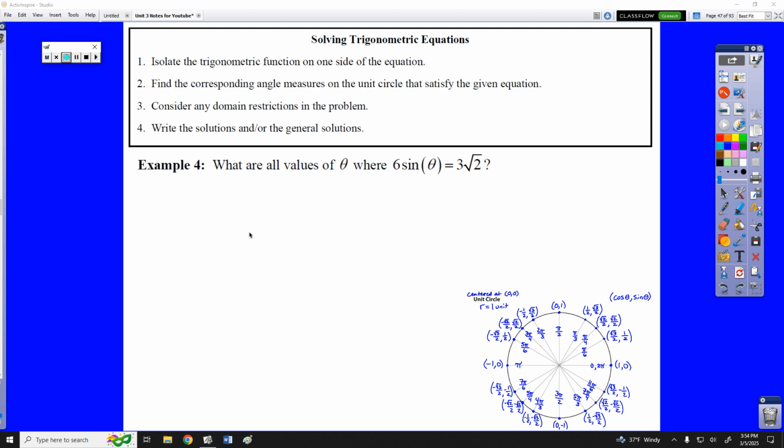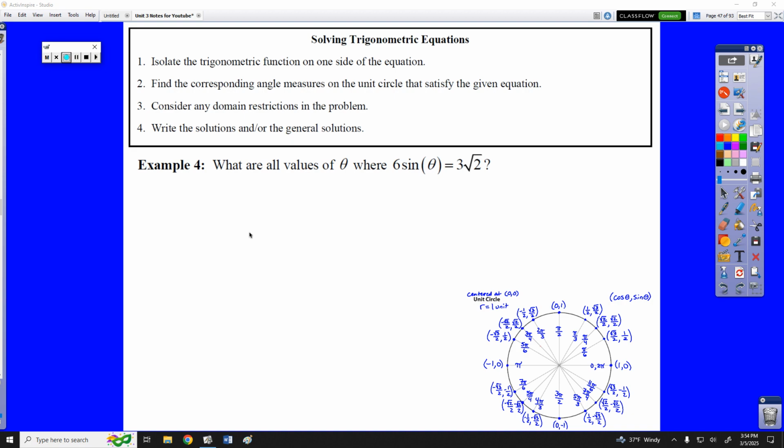Now right before this example we introduced the steps for solving trig equations. Remember that the idea is that we are going to solve the equation for the trig function. We're going to get the trig function completely by itself. We will find any angles in our unit circle that satisfy the given equation, and then we will consider any domain restrictions. When we write our solutions, they either have a domain restriction or they don't. If they do not, we have to use that plus 2 pi k notation.